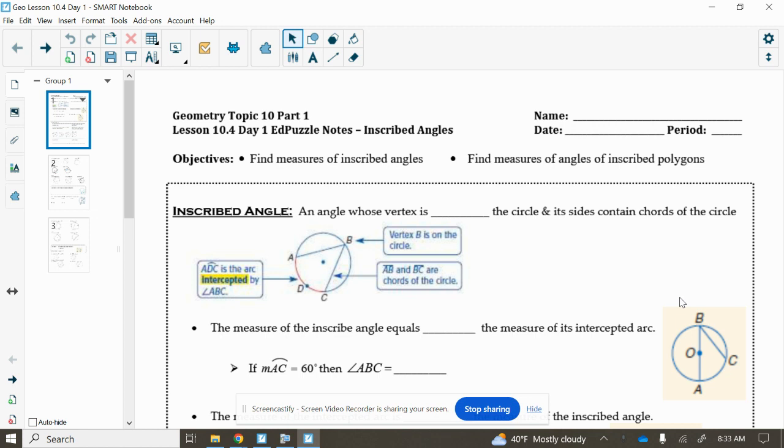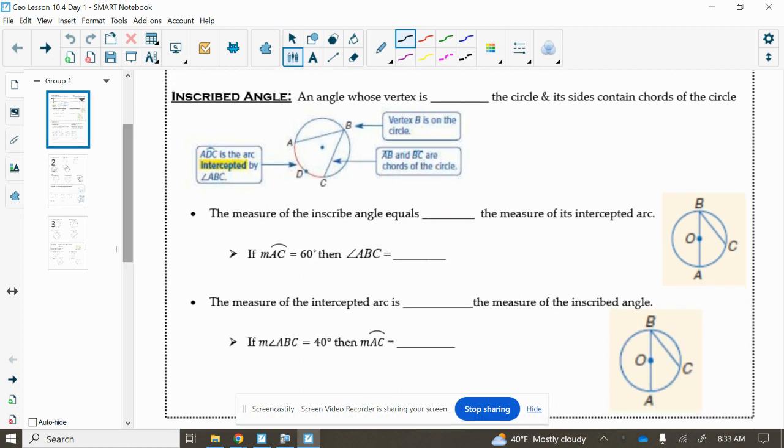Everyone, and welcome to lesson 10.4, day 1. Today we are going to start talking about inscribed angles. And what is an inscribed angle? Well, an inscribed angle is an angle whose vertex is on the circle and the sides contain chords of the circle.